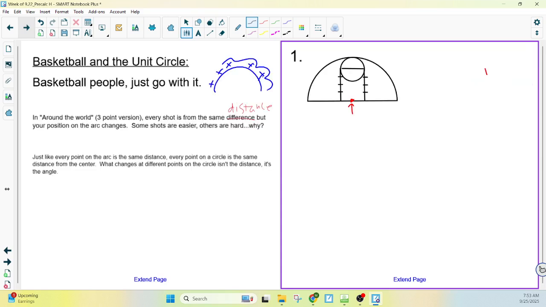So here you have it. You can kind of see what's going on there. We can see that every place on the circle, there's different shots that you can take. They're all kind of the same shot, but in a way they're not the same shot. We're all the same distance from it.